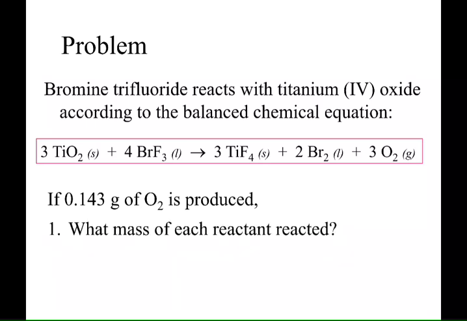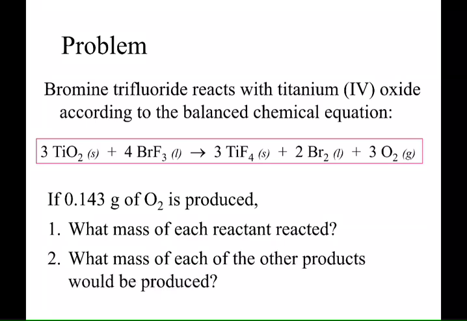And actually there are 2 kinds of sets of problems that go along with that. So let's see what I mean by that. It says if 0.143 grams of O2 is produced, and sometimes I'll read it word by word, I'll find my O2 and put 0.143 grams. Okay, well, that's not the question. Now, the first question is, what mass of each reactant must have reacted to give you that much O2? So, in other words, question mark grams of TiO2.